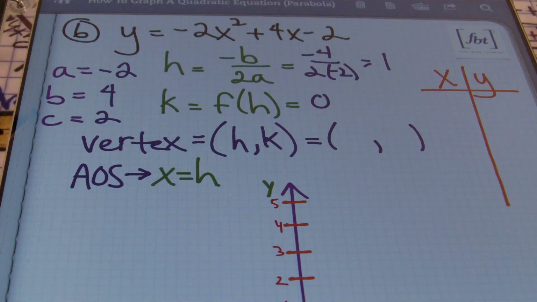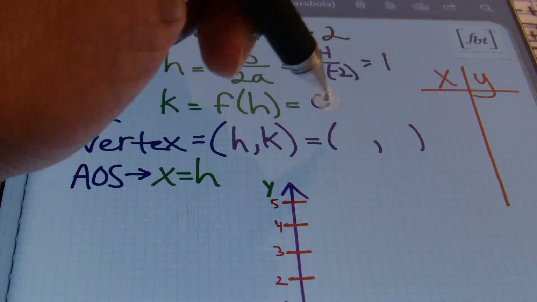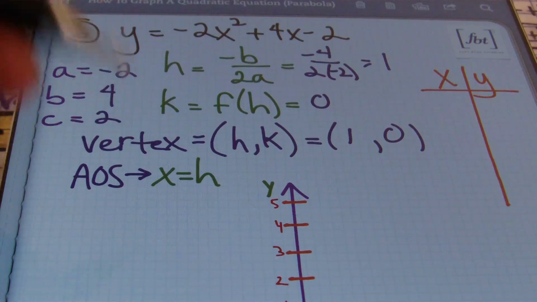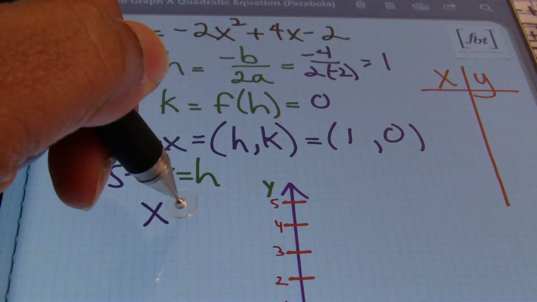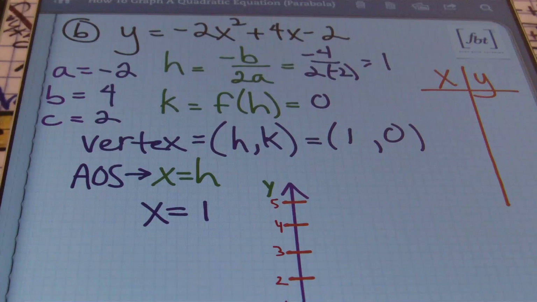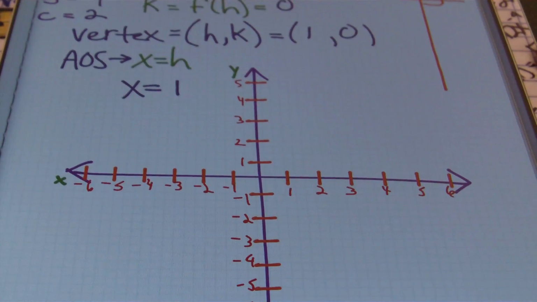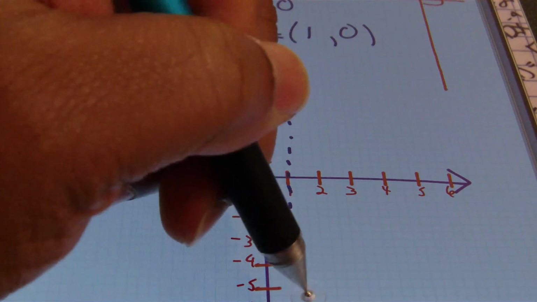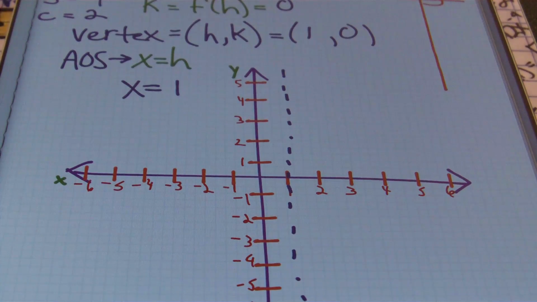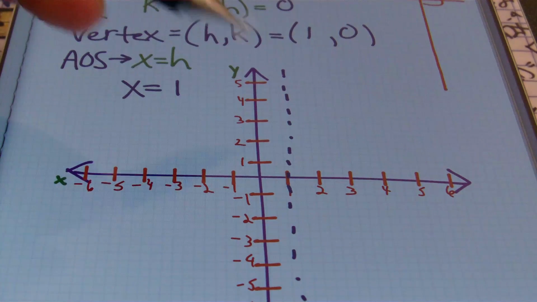All right. From there, ladies and gentlemen, I can go ahead and write my vertex as 1, 0. And also, I know that my axis of symmetry is always in the form of x equals h. In this case, it'll be x equals 1. So on my graph here, I'm going to go ahead and draw my vertical line at x equals 1. And that's going to show my axis of symmetry. And your axis of symmetry is going to be a lot straighter than mine, because mine's a little lost in this area here, and I don't know what it's doing.